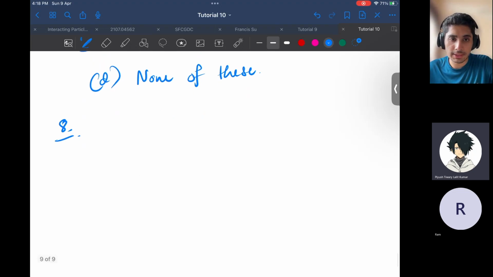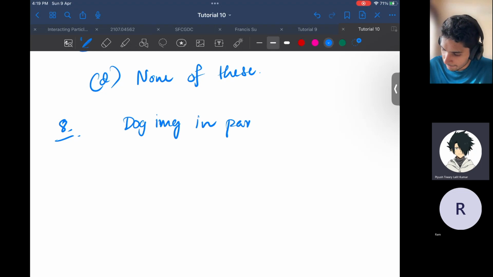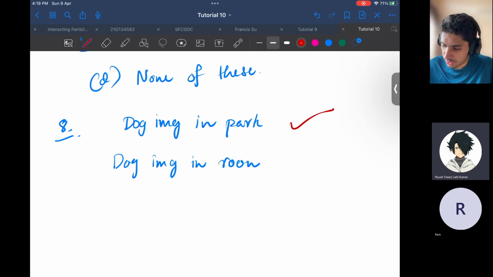Coming to the eighth question, it is saying that we have trained a CNN to detect dog faces. We found that the CNN is good at detecting dog images taken in a park, while it performs poorly on dog images taken inside a house. So for a dog image in a park, it works well, whereas for a dog image in a room, it doesn't work. We perform an occlusion experiment to inspect this phenomenon. Which of the following observations are most likely?